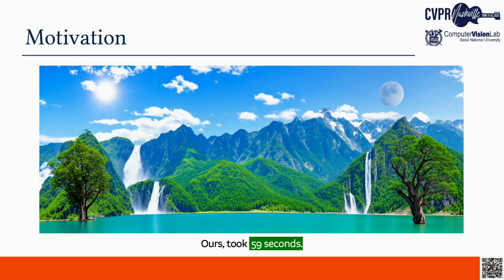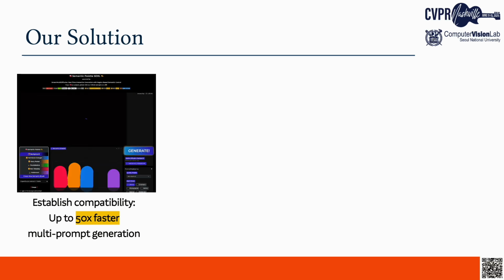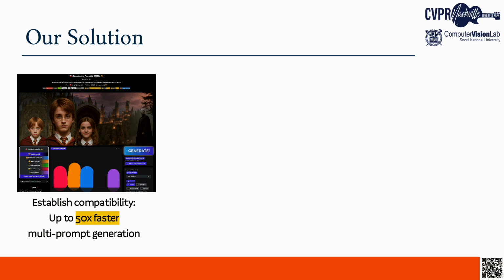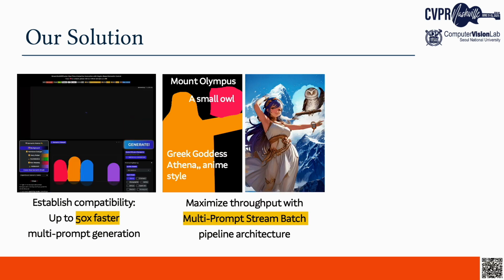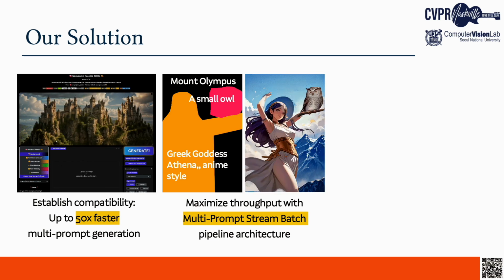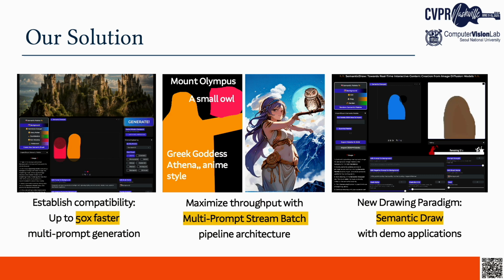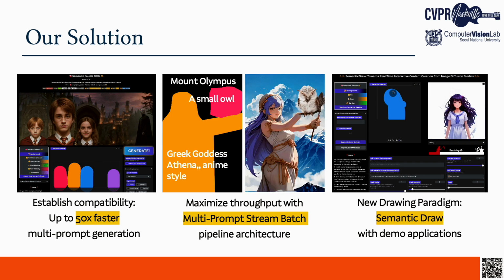Our Semantic Draw overcomes this through a general model-agnostic pipeline augmentation, in order to not only achieve fast generation speed, but also gain stability and consistency. We establish compatibility between region-based control methods and accelerated diffusion schedulers, enabling up to 50 times faster multi-prompt image generation without sacrificing any quality. To maximize throughput and minimize latency, we introduce a novel multi-prompt stream batch architecture, achieving sub-second interactive generation. This powers a new paradigm, which we call Semantic Draw, a general model-agnostic framework for real-time, high-fidelity image creation from semantically labeled regions.